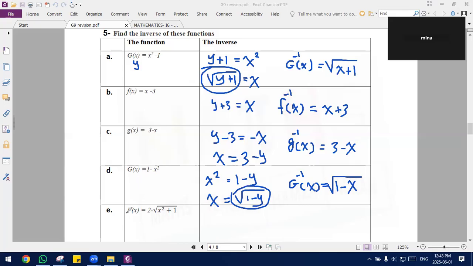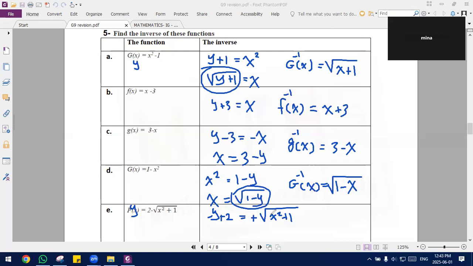Now the last one, f of x, we call it y. Oh, this 2 is complicated. First of all, 2 minus x squared. Let's take 2 to the other side. It became minus 2, so y minus 2 whole is equal to, then, x squared plus 1. Let's change all the signs to make it positive, and this positive, and this negative, okay? Change all the signs to make it positive.